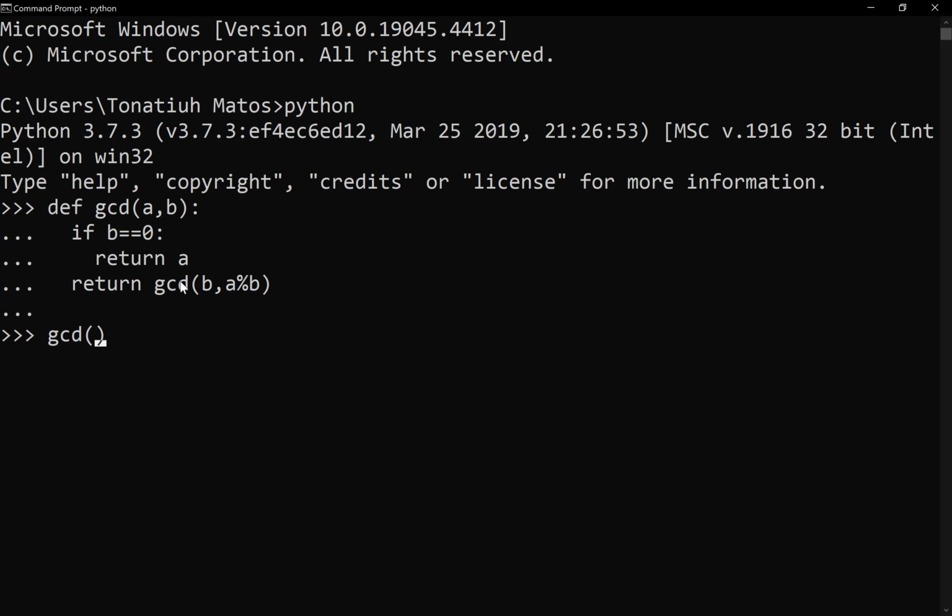GCD between 56 and 15 is 1. There we go. Isn't it like magic? It's four sentences in Python, and it's already a recursive algorithm that correctly finds the GCD. Now, if I wanted to find the coefficients, it would probably take a little bit more work.